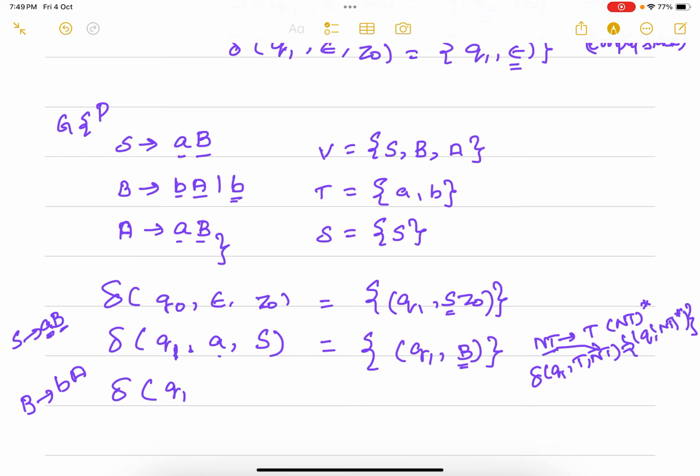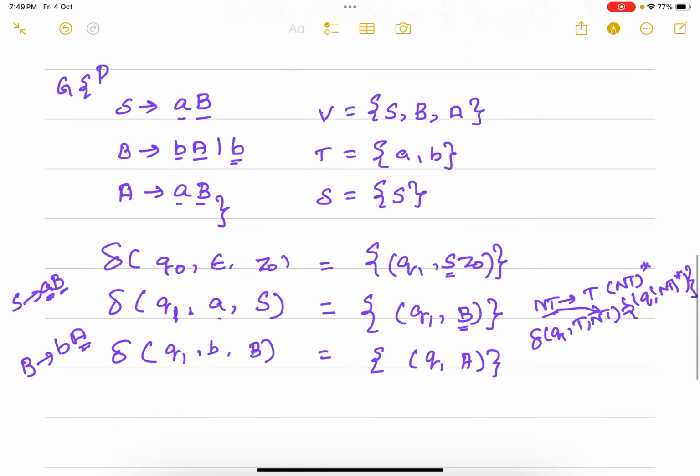Likewise you have to introduce for the next one, that is B goes to BA. So B goes to BA is Q1 comma B comma capital B is equal to, within brackets, Q1 comma, I'm sorry, Q1 comma A. The right hand side you have to include. This one you have to include.